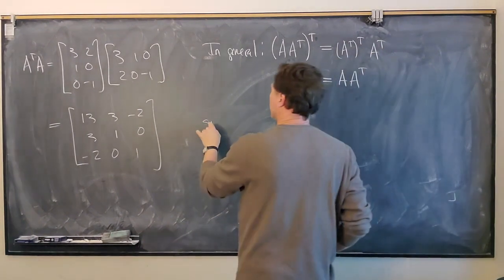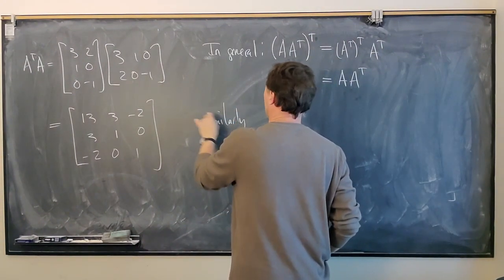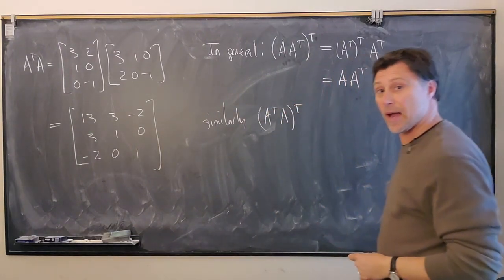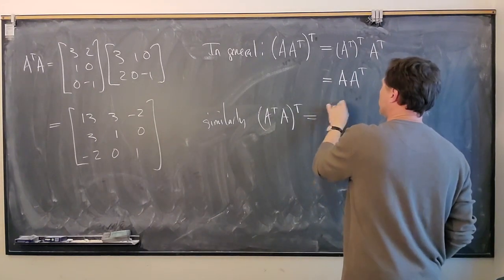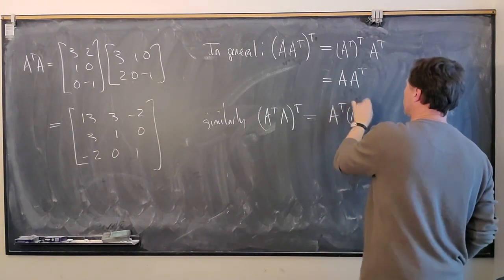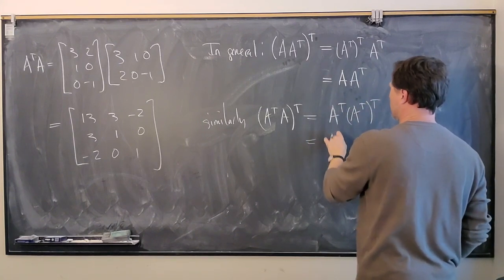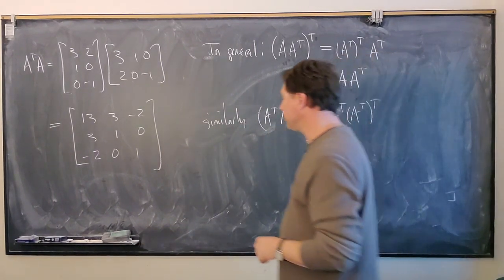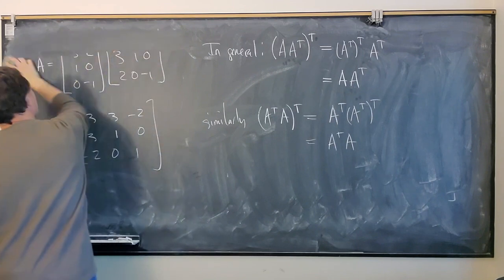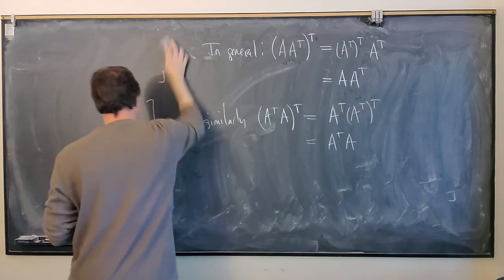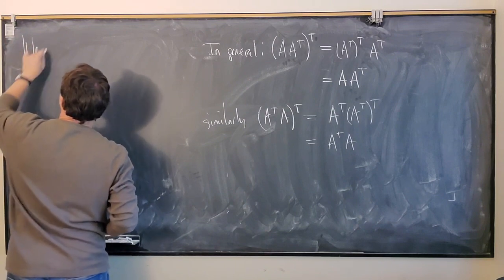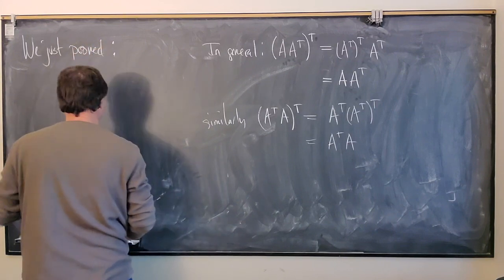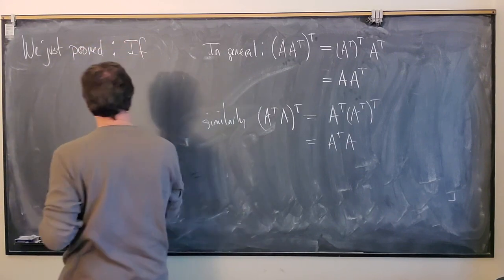Similarly, if I do A transpose times A and take the transpose of that result, that's equal to A transpose times A transpose transpose, which is A transpose A. So once again, we see that this matrix A transpose times A is symmetric also. So let's write that down. We just proved the theorem here.